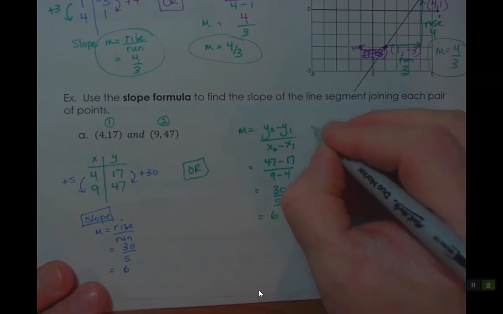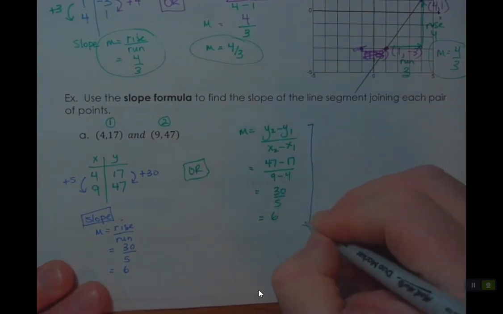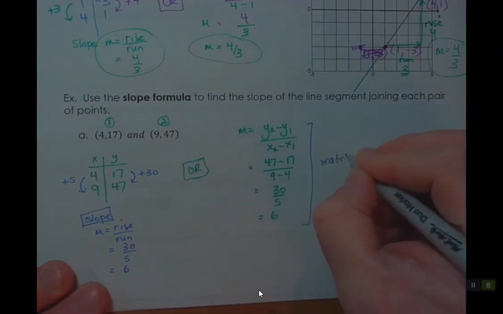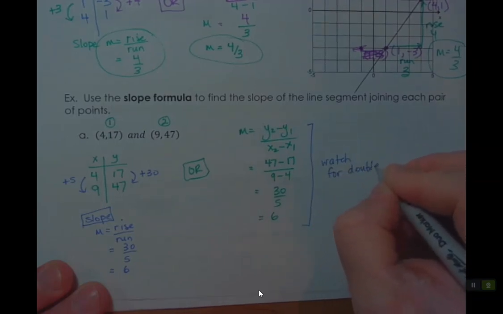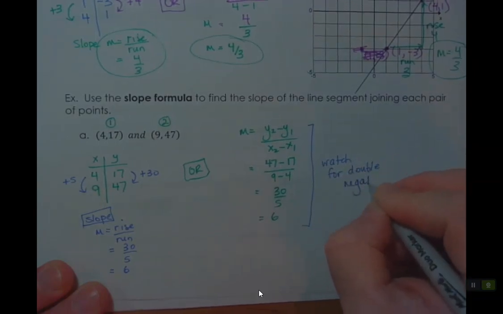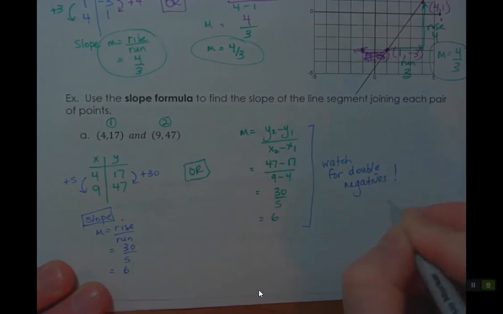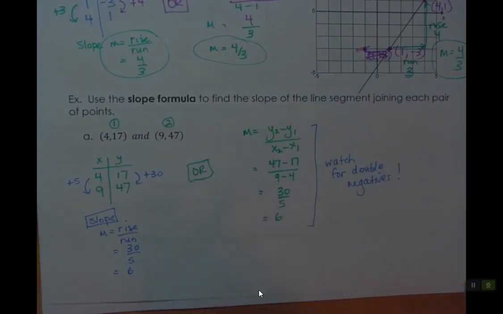If you're going to choose this method, watch for your double negatives. All right. Watch for your notation moving forward.